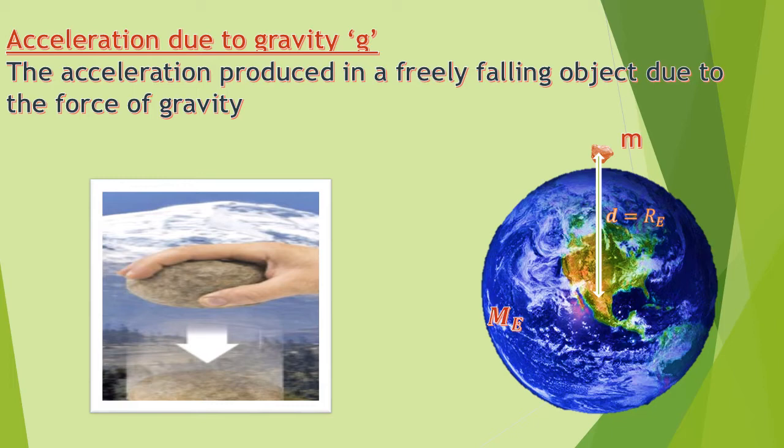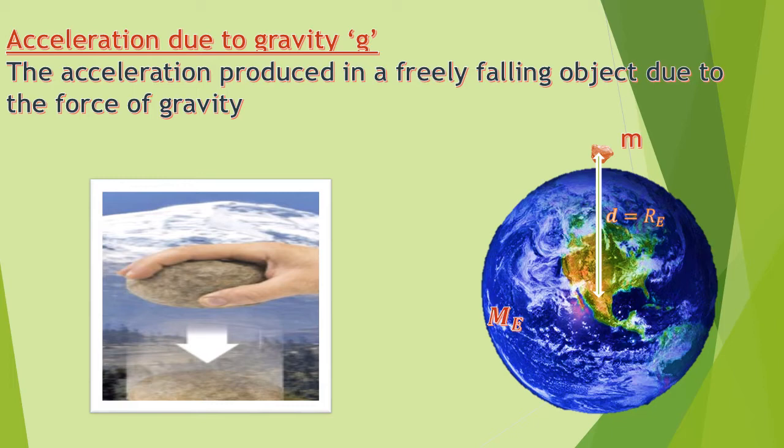Today we will derive a formula to calculate the value of g for an object on or near the surface of the earth, and we'll discuss the variation of acceleration due to gravity at different places. So children, for the derivation, just assume an object of mass m that is on or near the surface of the earth. That means it's an object that is undergoing free fall.